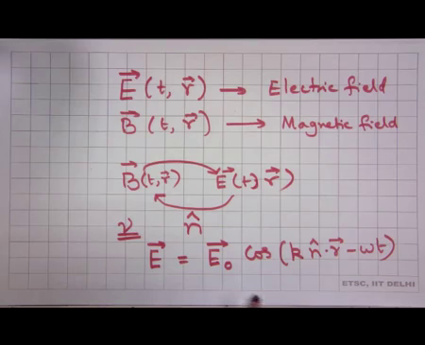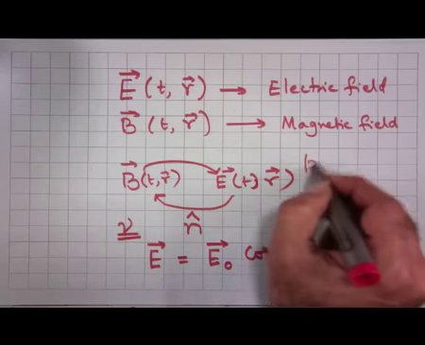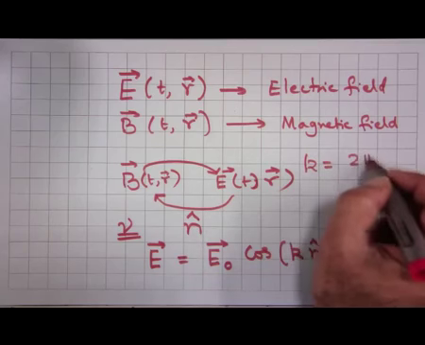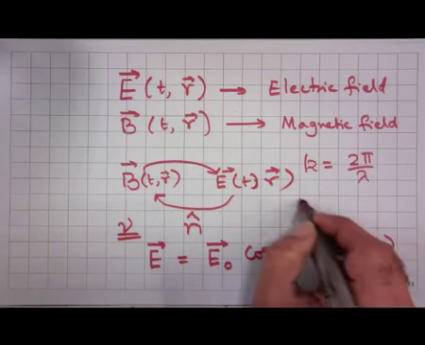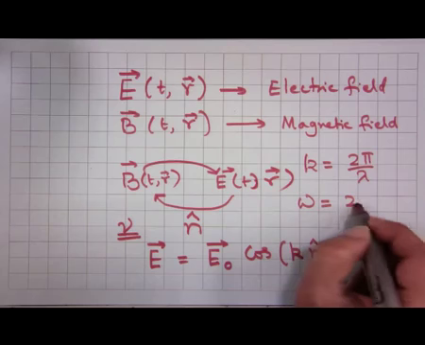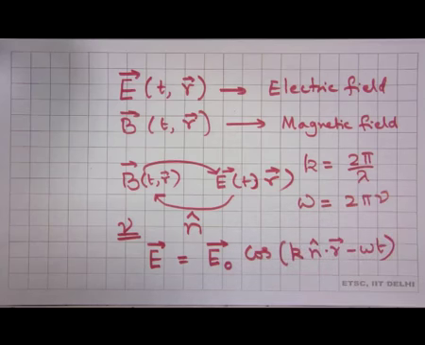So n is the direction of propagation, r is wherever the location is, t is your time, k is your wave number. So let me write the expression for k, 2 pi by lambda, and omega is your angular frequency, which is nothing but 2 pi nu. And they satisfy the relation omega equal to kc.